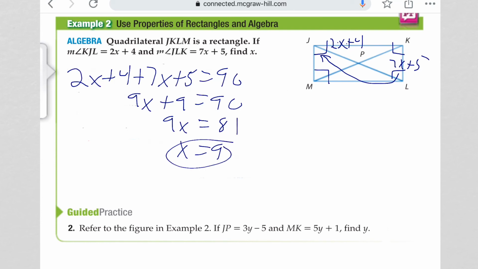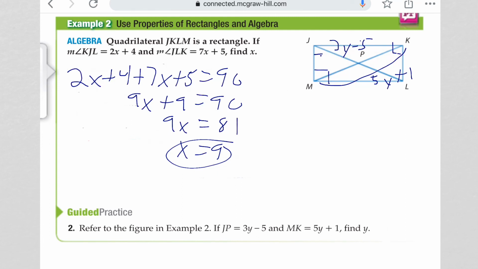Now I also want to look at this second problem down here at the bottom, where it says we're referring to the same figure, but it tells me JP is 3y minus 5. So from J to P is 3y minus 5. And then also MK, so from M all the way up to K, is 5y plus 1. Now because MK is an entire diagonal and JP is only part of it, what we can think about is we can take 2 JPs to equal 1 MK.